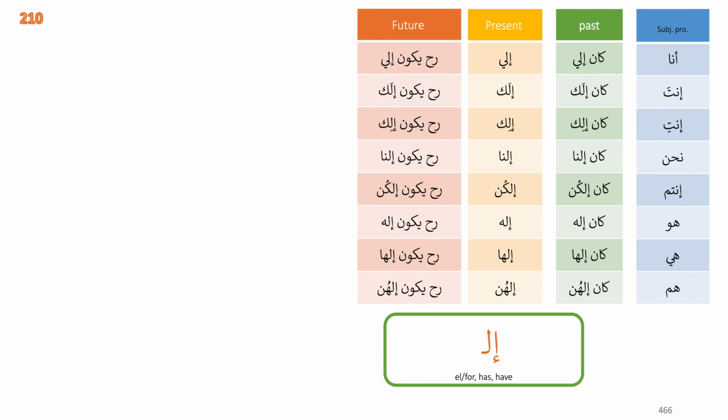To answer one of your questions from previously, how do we negate it? Simply, you add ma before il. So you say ma ili, ma ilak, ma ilik, ma ilna, ma ilkon, ma ilo, ma ila, ma ilon, and that's it. So if you want to negate it, you always add it to the beginning of any of these structures, whether it's in the present form or the past form or the future form. That's it. You don't need to do anything else but add ma, which means not.